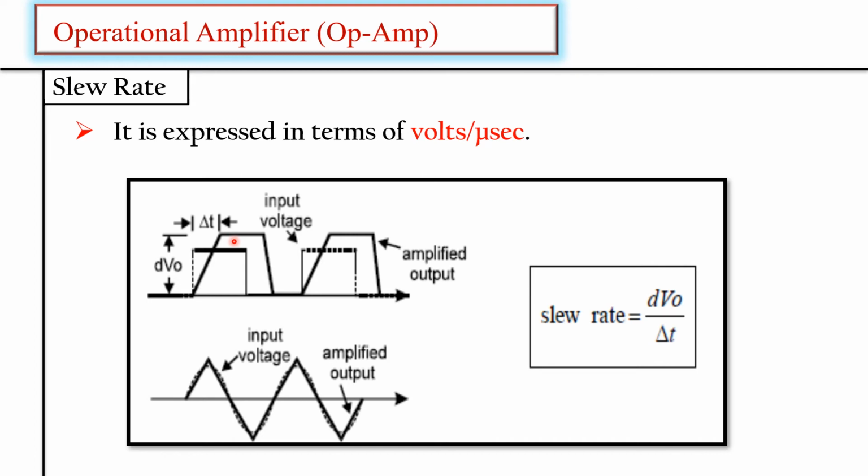Different op amps have different slew rates, and the value of the slew rate varies from 0.1 volt per microsecond to 1000 volt per microsecond. For the general purpose IC, that is the 741 IC, the value of slew rate is 0.5 volts per microsecond. So in practical we are using the 741 IC. For that IC the slew rate is 0.5 volt per microsecond. So slew rate is nothing but the maximum rate at which the output of the op-amp changes. So dV by dt is nothing but slew rate.